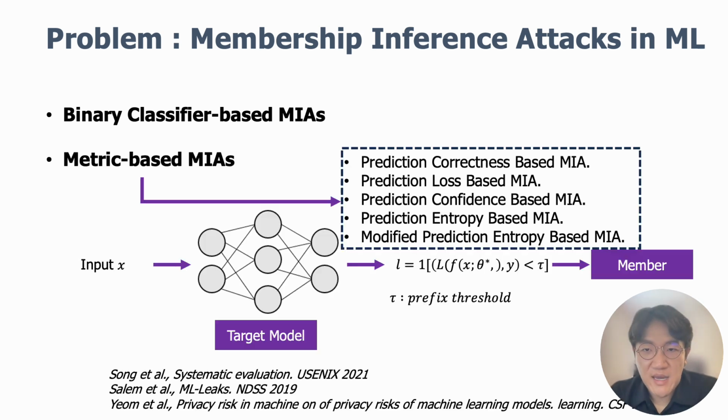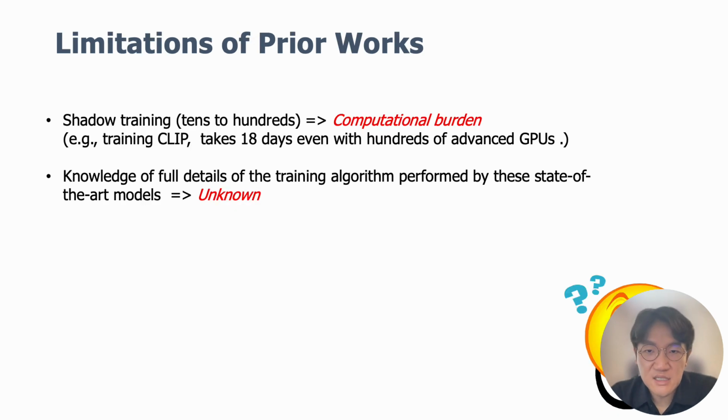Another approach is based on metrics. In particular, a metric-based membership inference attack makes the membership inference decision for a data record by first calculating metrics on its prediction vector. Then the calculated metric is compared with a preset threshold to decide the membership status of the data record. However, these approaches have clear limitations when it comes to large-scale multimodal models.